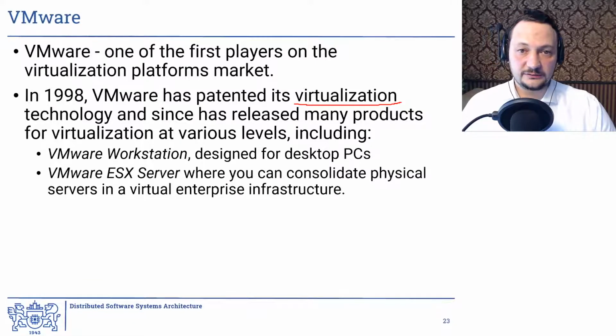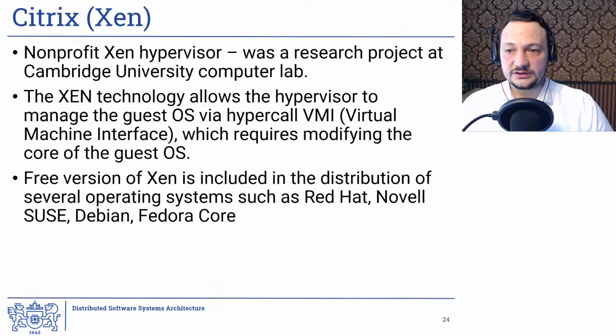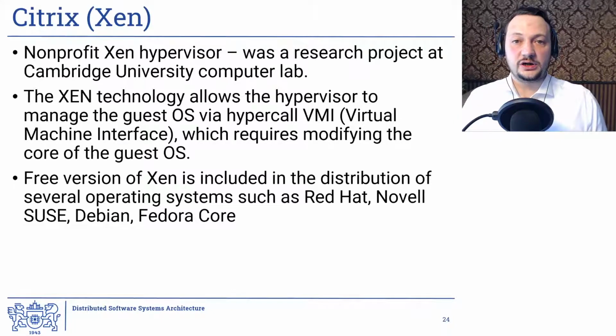Citrix created their Xen hypervisor, which was a non-profit hypervisor. It was a research project at Cambridge University, and this Xen technology allows the hypervisor to manage the guest operating system using a special hypercall, VMI, or virtual machine interface, which requires modifying the core of the guest operating systems. So that was one of the first projects that introduced the concept of Paravirtualization.